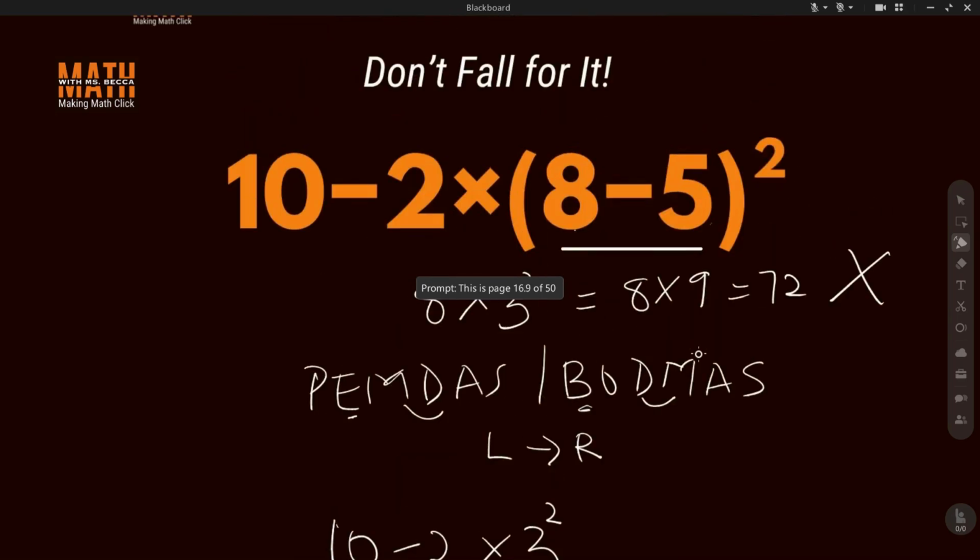You have to use the order of operation so you will not get the wrong answer. Don't fall for it.